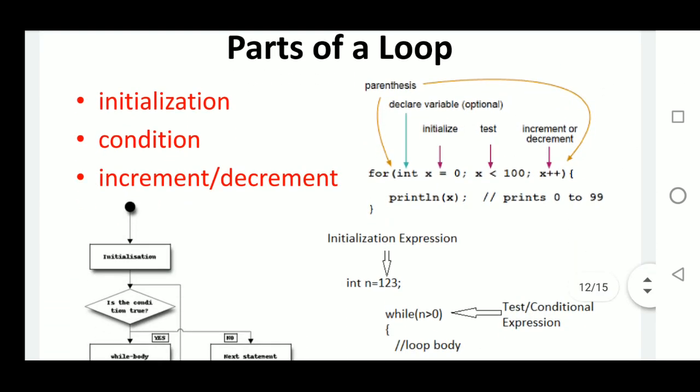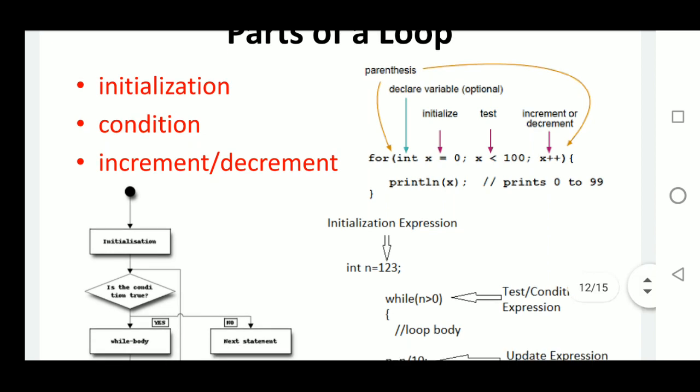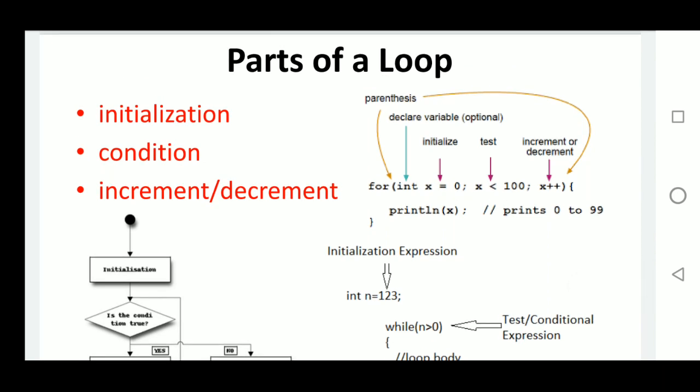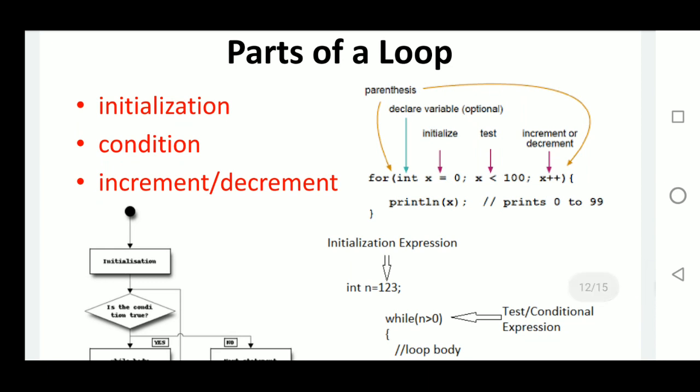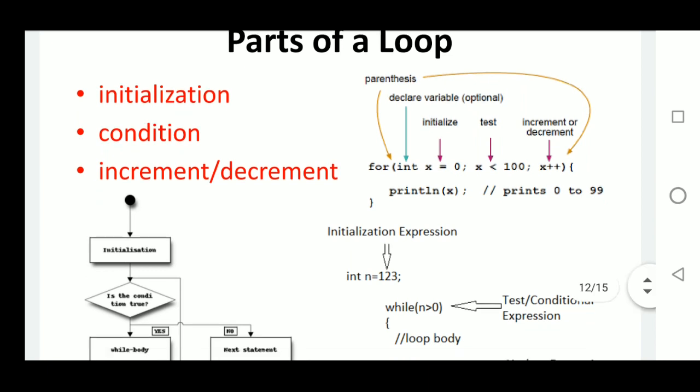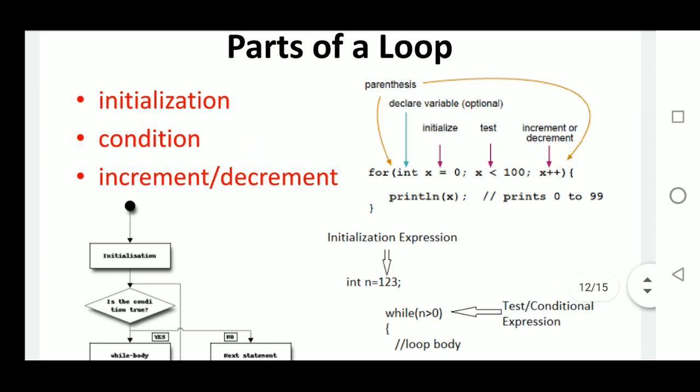Now we are going to discuss the parts of a loop. What are the basic parts of a loop? There are three basic parts of loops, that is initialization, condition, and increment or decrement. If initialization is from a low value, then your condition will check the higher value and your loop will increment.